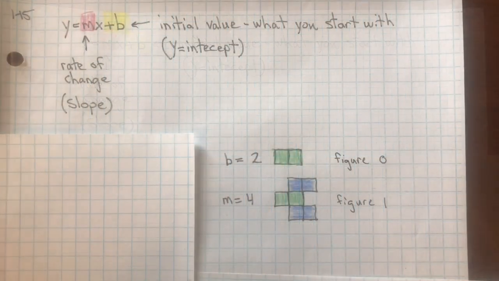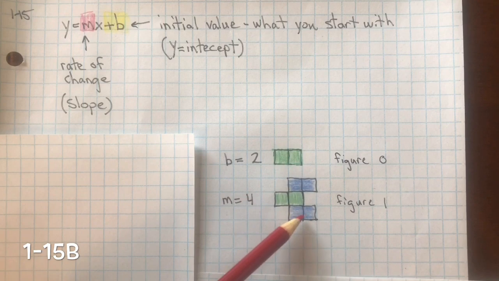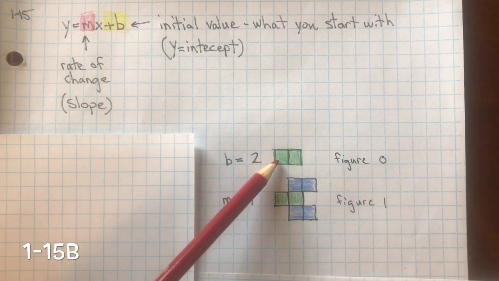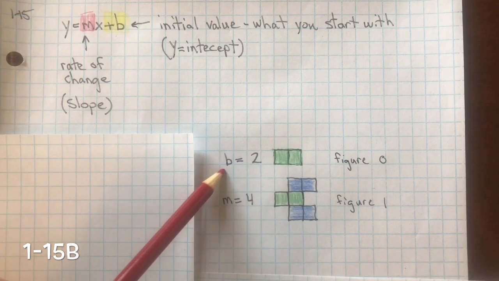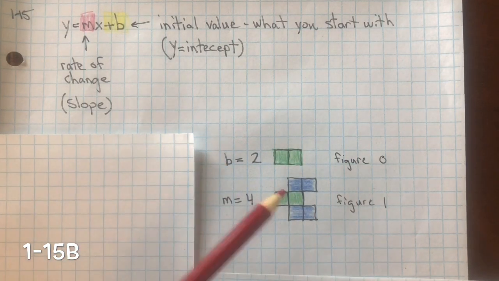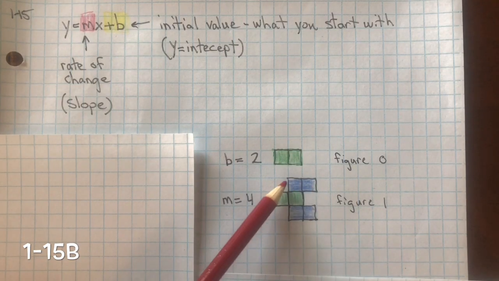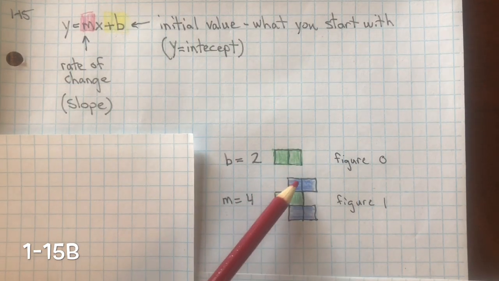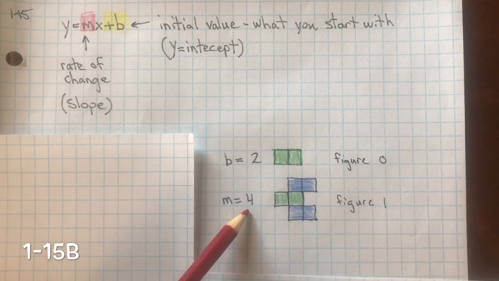So how would that help us? Well, here's figure 0. Here's figure 1. Figure 0 is what you start with. It's the initial value, the b, in the equation. And our rate of change, our slope, what we keep adding to each figure, is 4. So each time we're adding 4. So our rate of change is 4.